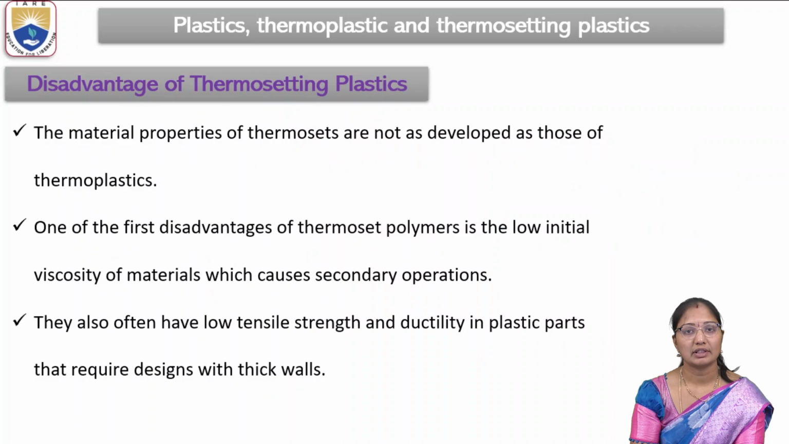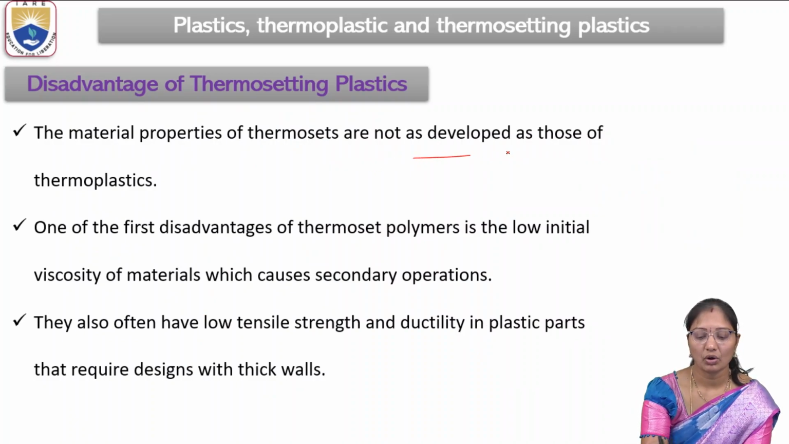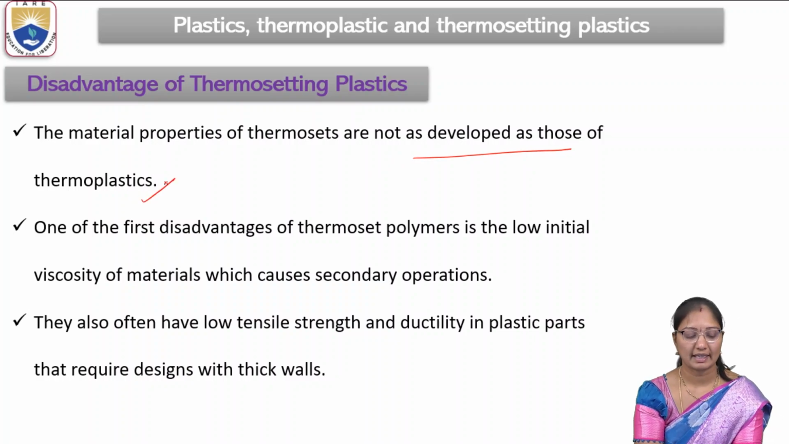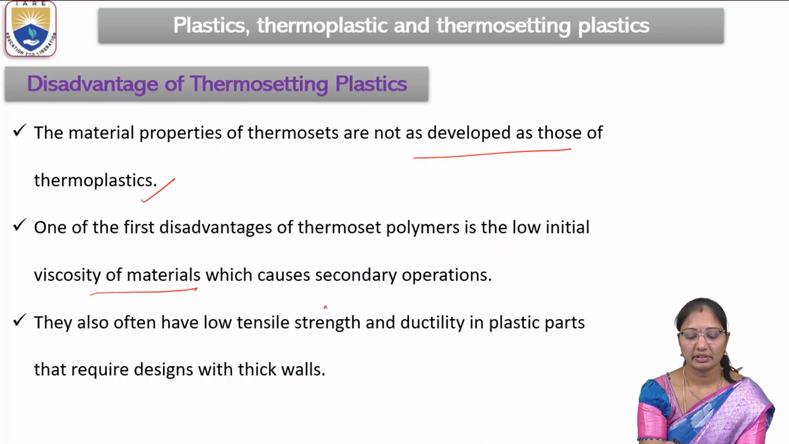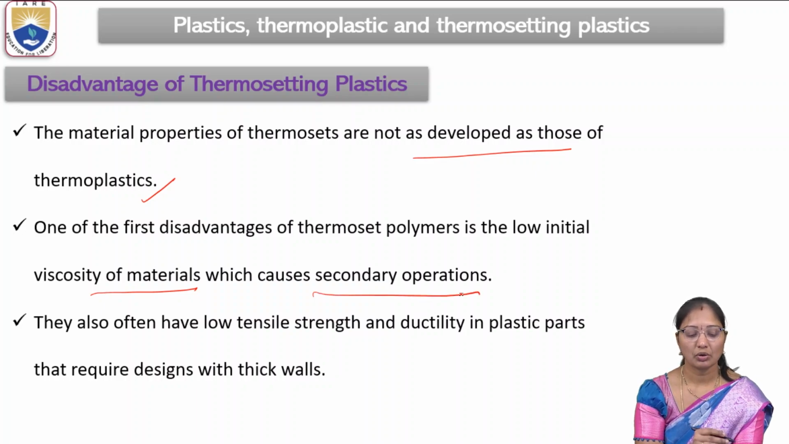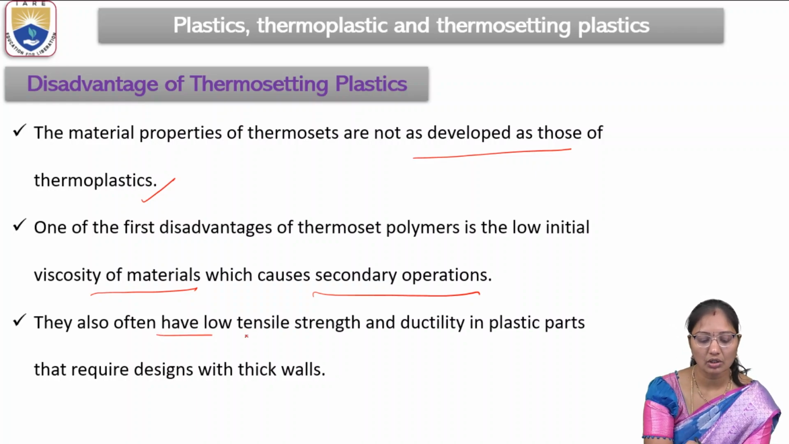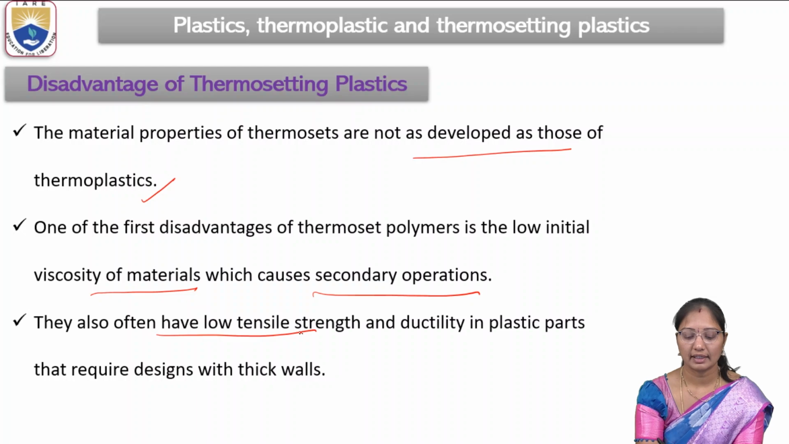So what are the disadvantages of thermosetting plastics? The material properties of thermosets are not as developed as those of thermoplastics. One of the first disadvantages of thermosetting polymers is the low initial viscosity of materials, which causes secondary operations. They also have low tensile strength and ductility in plastic parts. They require design with thick walls.